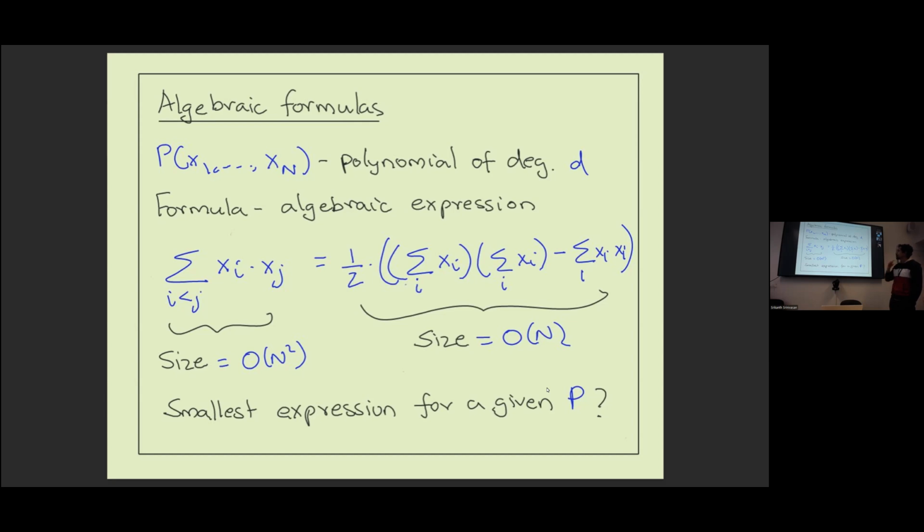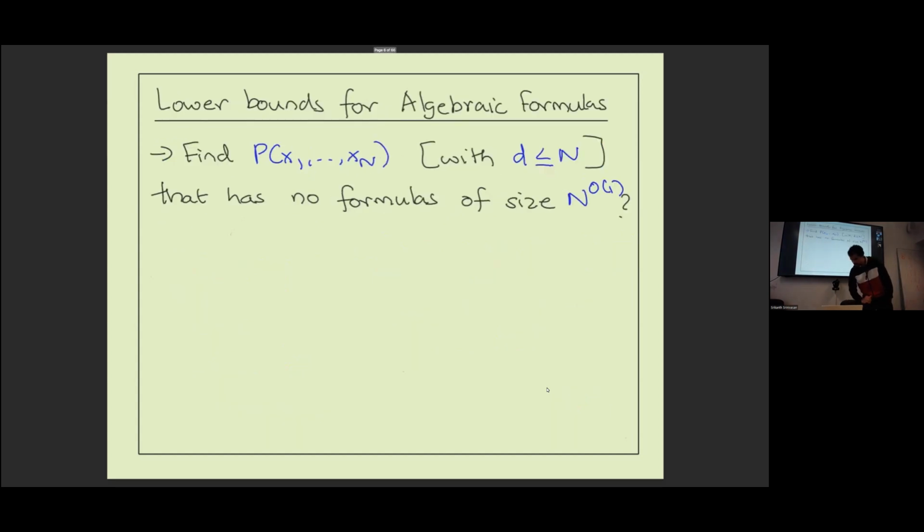So you have a polynomial of some degree, and you want to write it down as an algebraic expression. You're allowed to use sums and products in this expression. You can nest sums and products together and come up with more complicated expressions. And the question is, what's the smallest expression you can come up with? So that's the basic setup. Does this make sense?